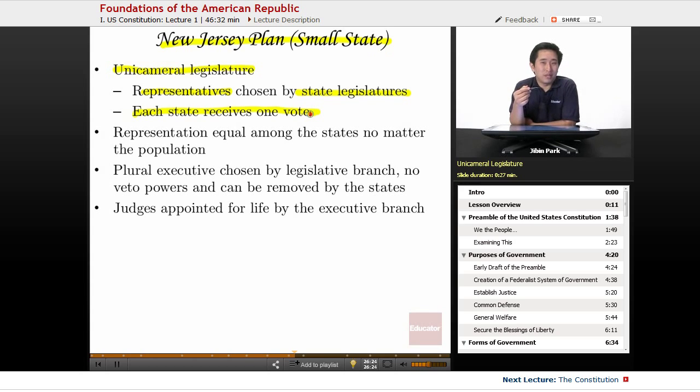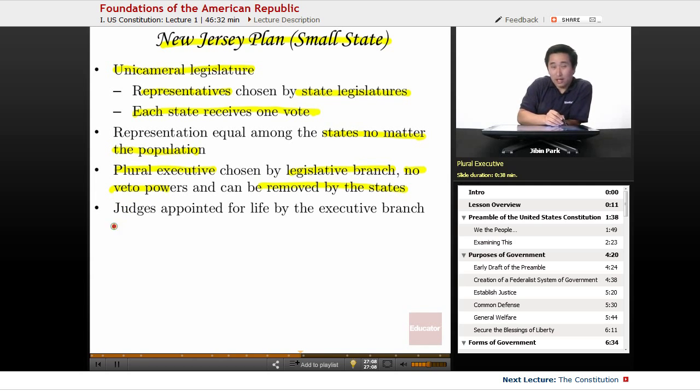That was a big sticking point in the New Jersey Plan, to empower the states: representation equal among the states, no matter the population. Again, the small states wanted to protect the relative power that they wielded. You'd have a plural executive chosen by the legislative branch with no veto powers, who could be removed by the states. So one commonality between the Virginia and New Jersey plans was a very weak executive branch, but you can argue the New Jersey Plan was even weaker because you had plural executives. There's an aspect of federalism: the states wanted control of the executive branch.